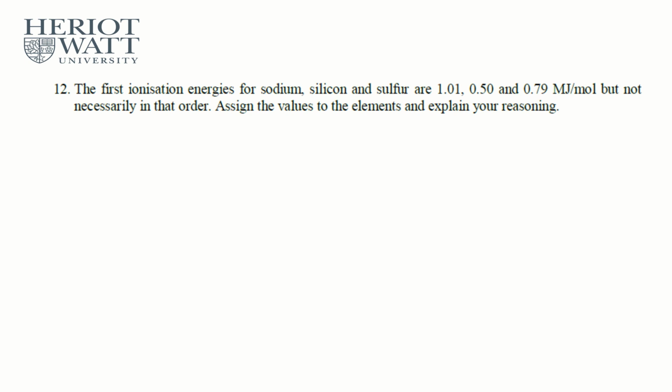When you move across a period from sodium to silicon, silicon to sulfur, we know that core charge increases, shielding effect stays relatively constant. So when core charge increases, more energy is needed to remove an electron from it. So the one with the highest ionization energy will be sulfur. This is the highest, followed by silicon in between, and sodium will be the lowest, which is 0.5.